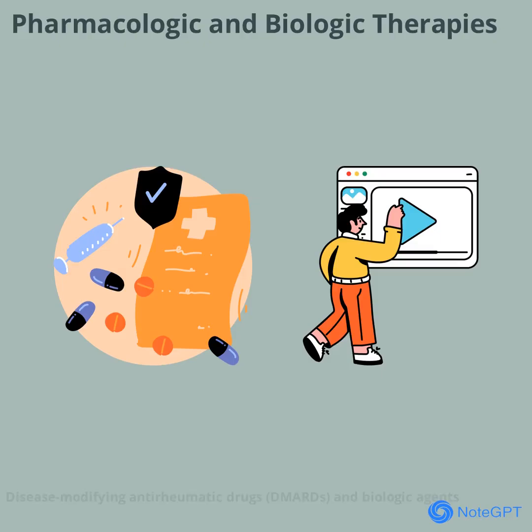Disease-modifying antirheumatic drugs, DMARDs, and biologic agents, such as TNF-alpha inhibitors, are used to control systemic disease and prevent joint damage. These medications are especially important in conditions like ankylosing spondylitis, where untreated inflammation can lead to permanent fusion and disability. Close monitoring by a rheumatologist ensures optimal outcomes and minimizes side effects.